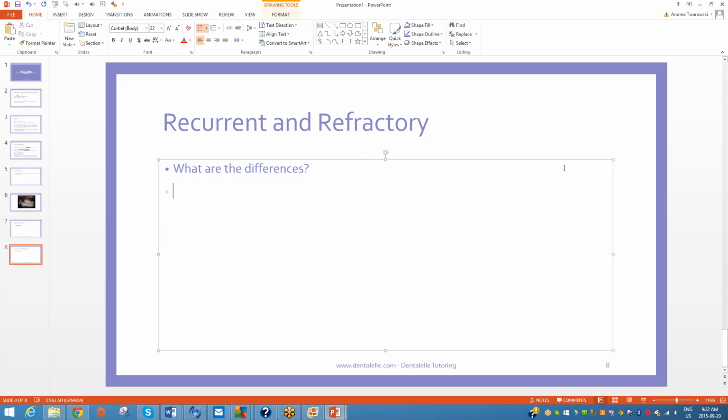Okay, so somebody's saying that refractory does not respond to treatment. Okay, what else? What else do you guys think? I would like to see what you are all thinking, because this is very important.